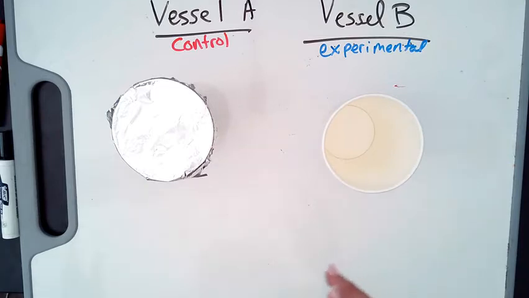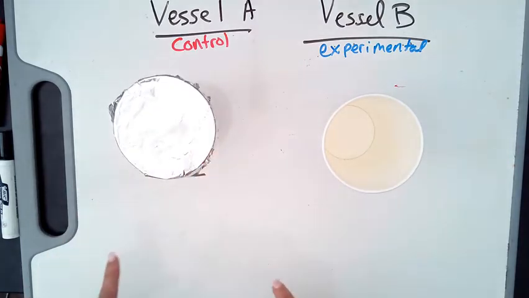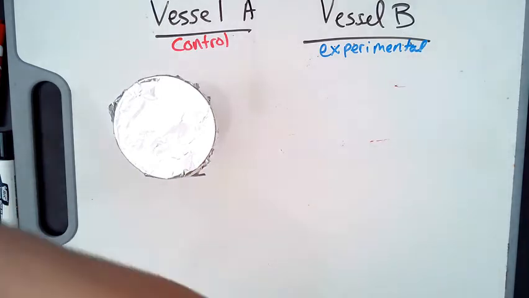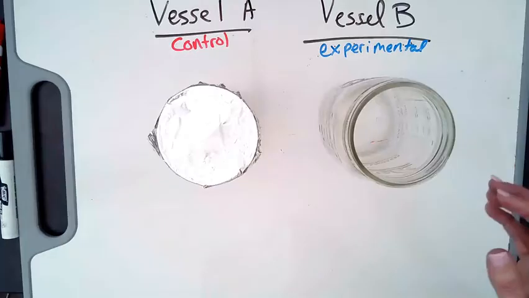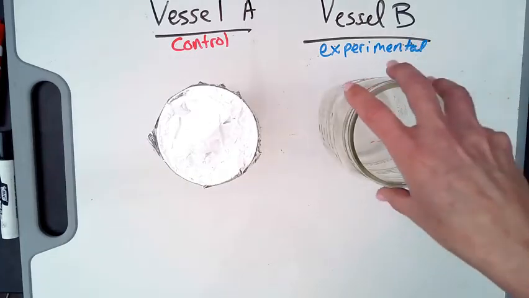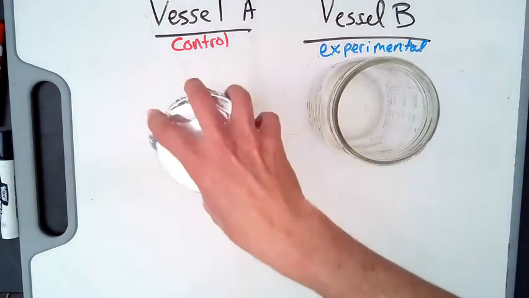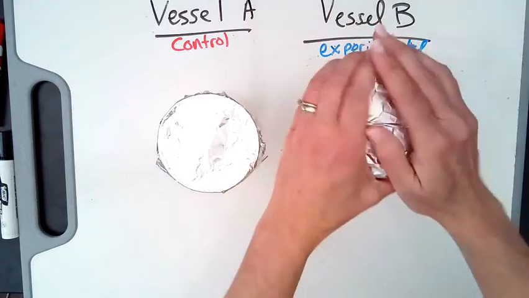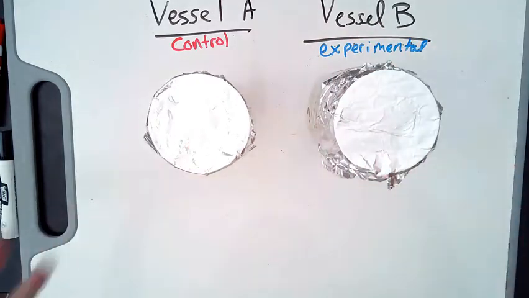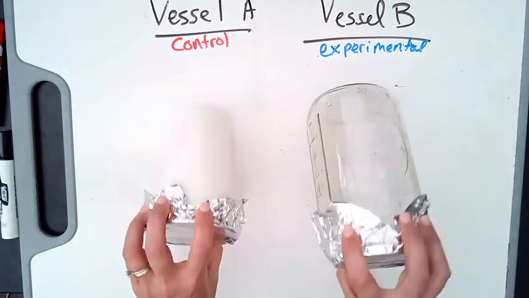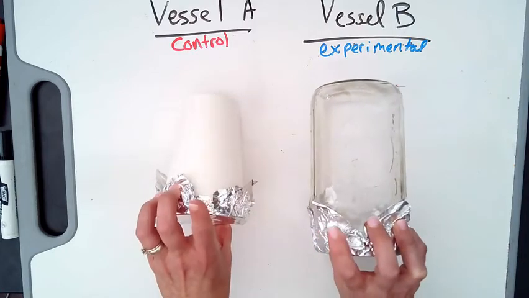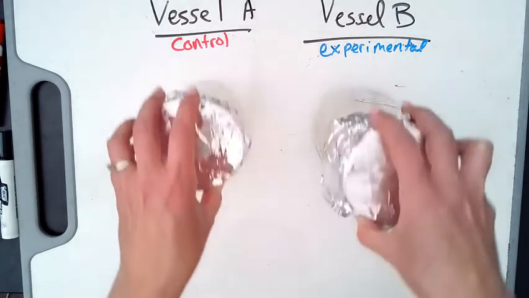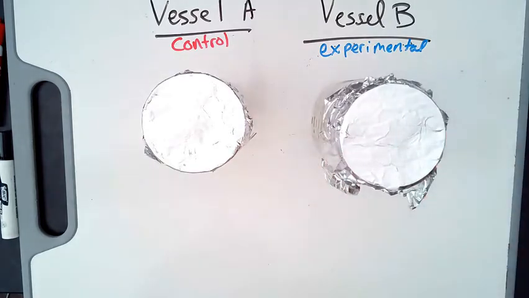Maybe you don't have any of that, but you have plenty of foil, right? So you could keep everything the same except for what the vessel's made out of. So again, have to be the same type of lids, the same amount of water, the same starting temperature. The one variable that's different, this is a paper vessel and this is a glass, okay? So that's an example of one variable.